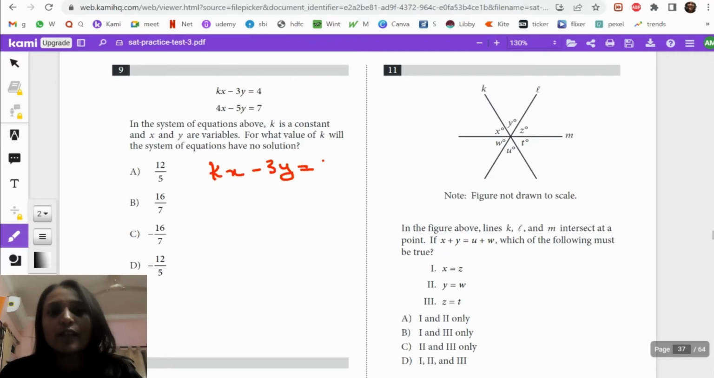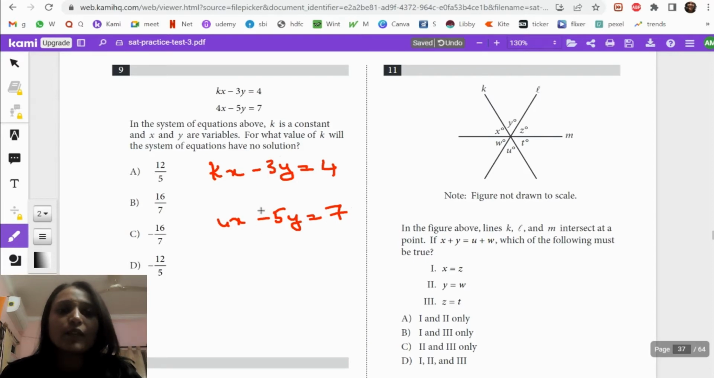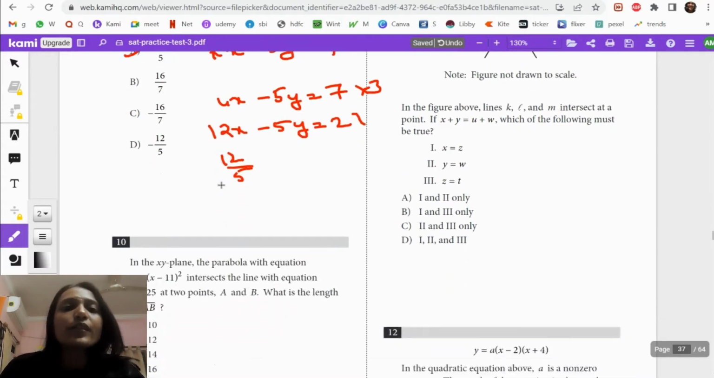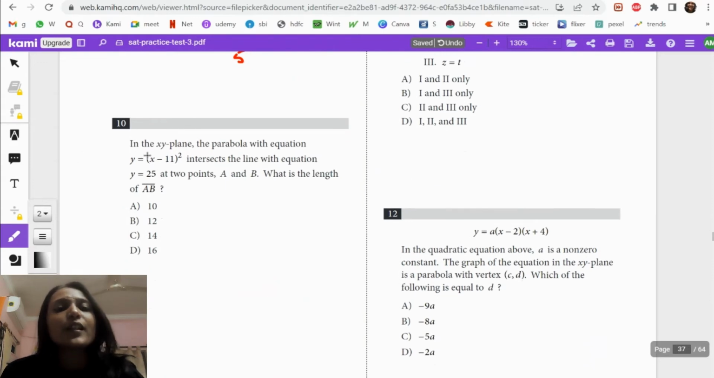We have kx minus 3y is equal to 4 and 4x minus 5y is equal to 7. And the hint here is that 3y is given over here. So we need to make this into a multiple of 3y. So I'm just going to multiply the whole thing by 3. So we'll get 12x minus 15y is equal to 21. Now, the only way this would be possible is if k is going to be 12 by 5. Because if k is 12 by 5, then this would become 12x minus 15y is equal to 20. So our answer would be A, in which case this would be no solution.